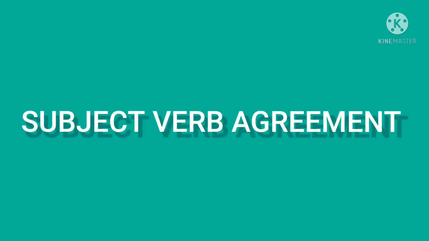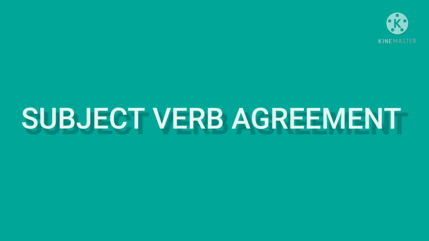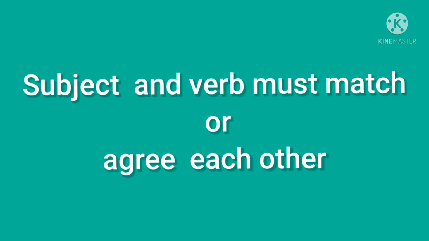Today we are going to see subject verb agreement. I think many of you have some idea what subject verb agreement is. One of the most common grammar mistakes that English learners make has to do with subject verb agreement. It's nothing complicated. The subject and verb must match or agree with each other. In detail, what is subject verb agreement?